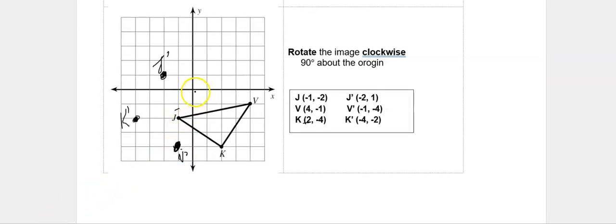Now our last one, again, we're going in the negative x direction, so we have to go 1, 2, 3, 4. That's a -4 for the x value. And then we're going to go down 1, 2. And that is our k prime. Now that we have all three of those, this is a three-sided shape. I will give everybody a ruler for cleaner lines.